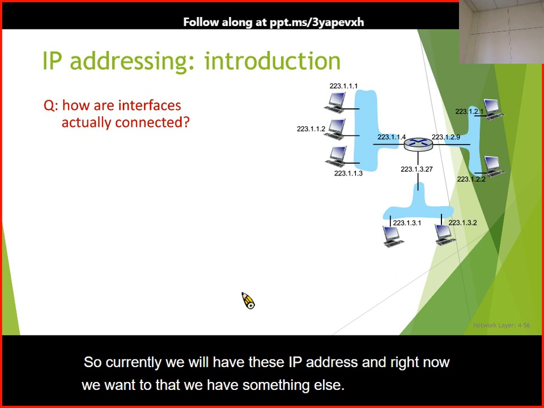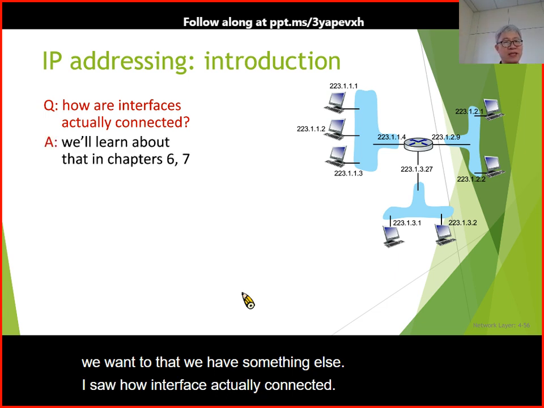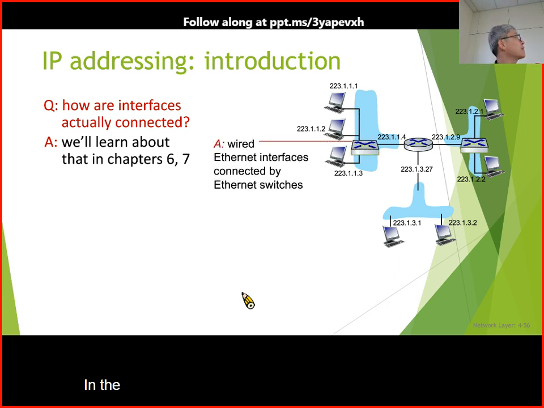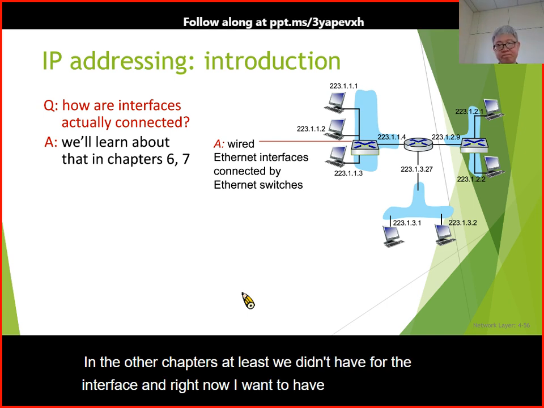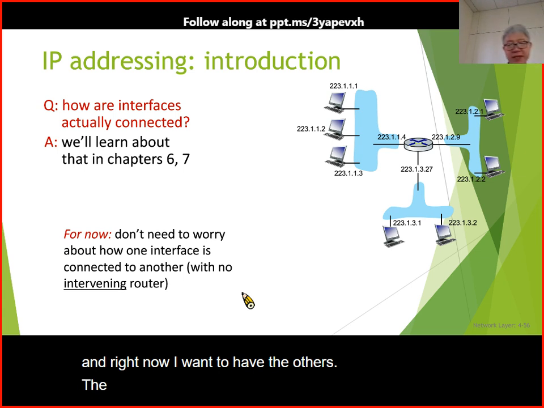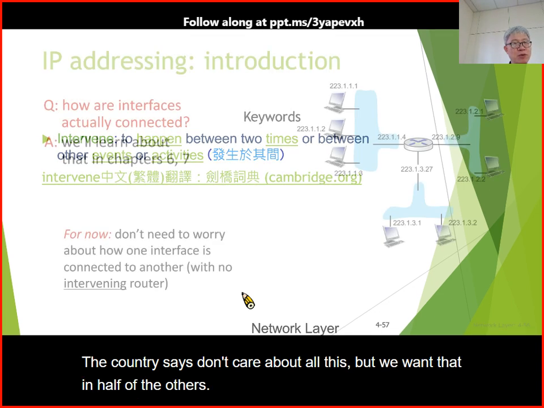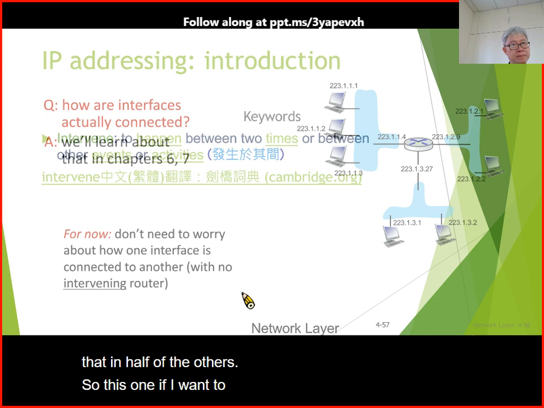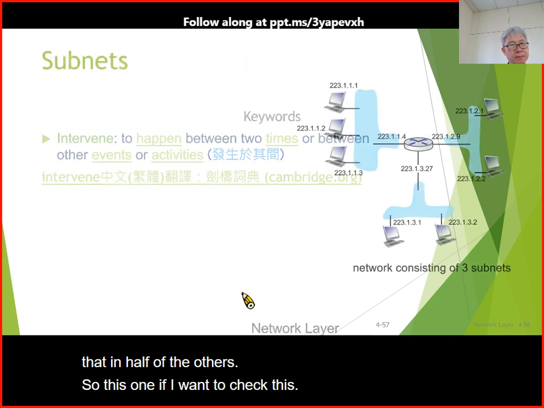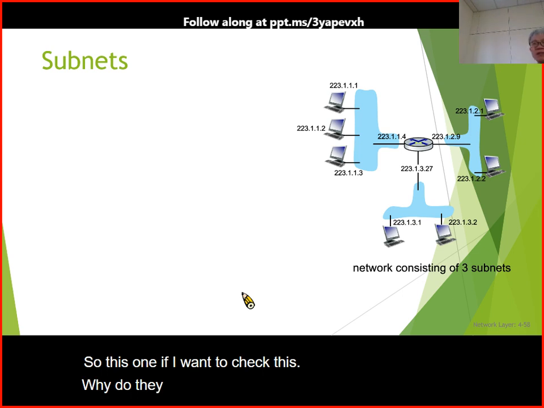As for how interfaces are actually connected, this one we already know from the other chapters. But at least we already have the interface, and right now we want to have the others. So currently, don't care about all these, but we want to then have the others. So this one, if you want to check this. So we already have subnets, the concept of subnets.